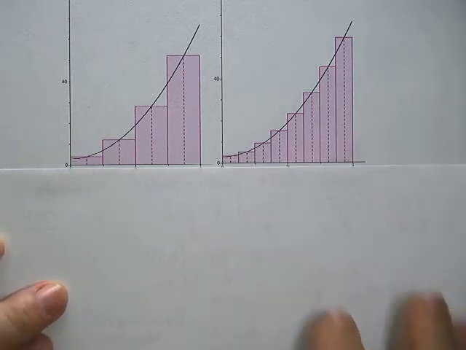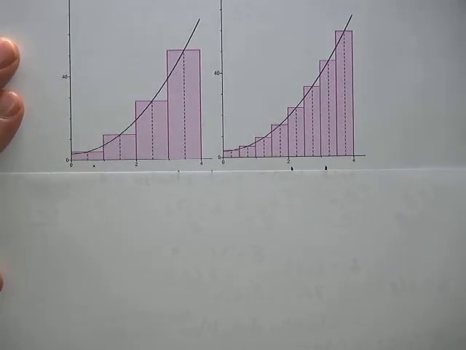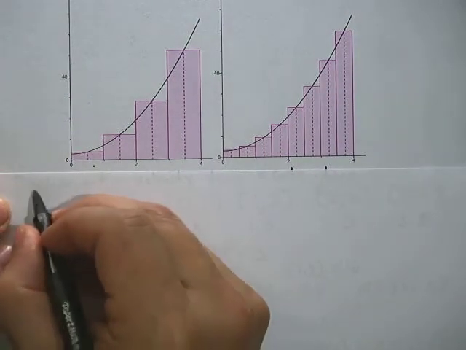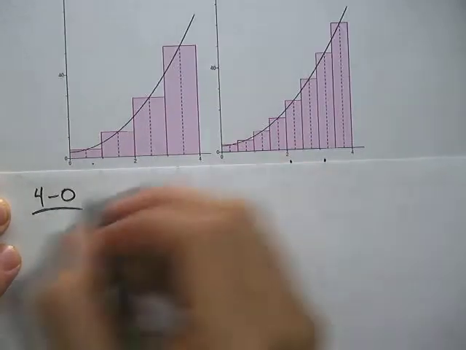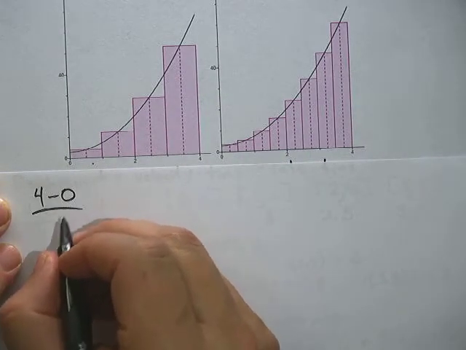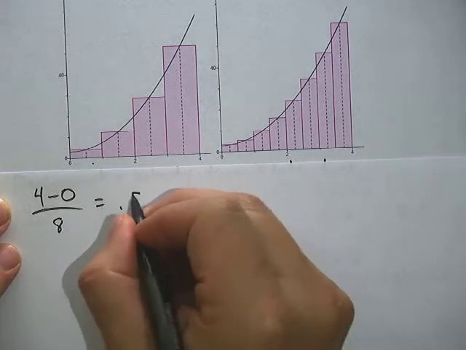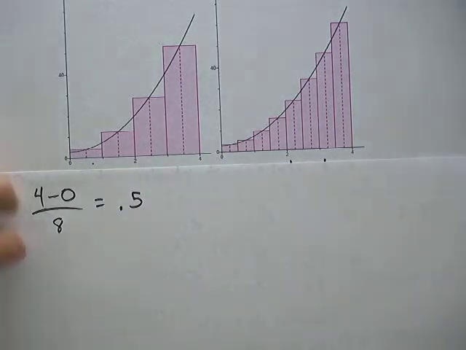Again, this is pretty easy. You can just look at it and say, okay, it looks like they're each 1/2 unit long. But the way to figure it out without looking at a graph would be to take the end point and the beginning point of your interval and divide by the number of subintervals, which we know is 8. So that's going to be 0.5, 1/2 or 0.5. So each one of our subintervals is 0.5.